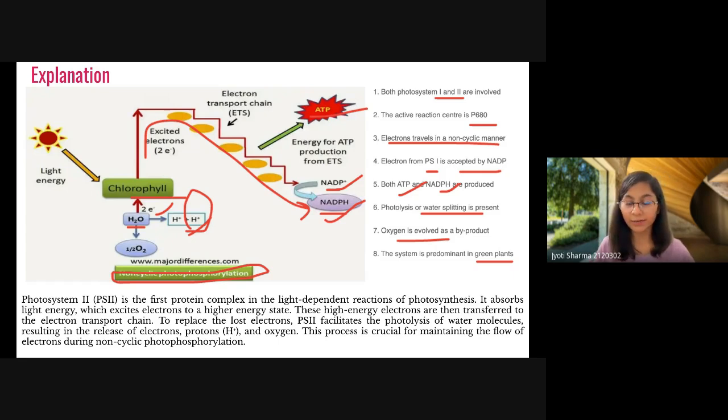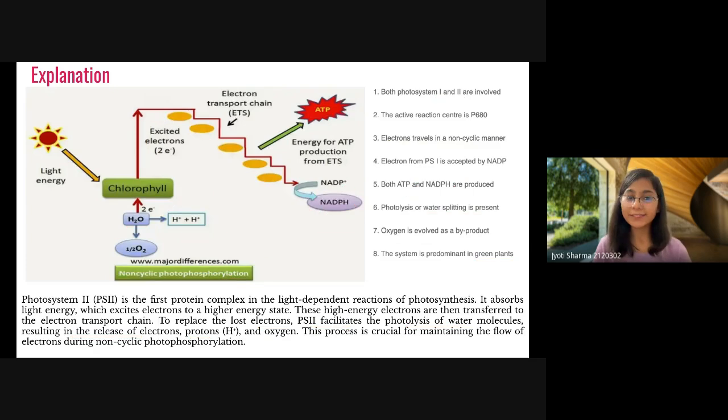So I'm reading the write-up so that everything is clear in your mind. Photosystem 2 is the first protein complex in the light-dependent reaction of the photosynthesis. It absorbs light energy, which will excite the electron to the higher energy state, and then the high energy electron will be transferred in the electron transfer chain. And to replace this lost electron, photosystem 2 facilitates the photolysis of water molecule, resulting in the release of electron, proton, and oxygen. We already have learned, and this will come under non-cyclic photophosphorylation.